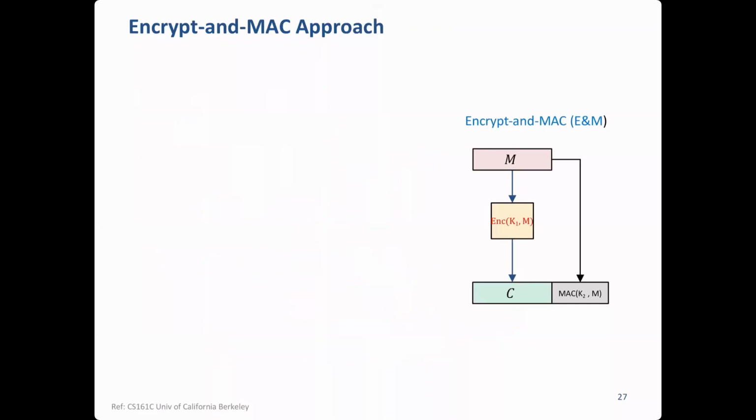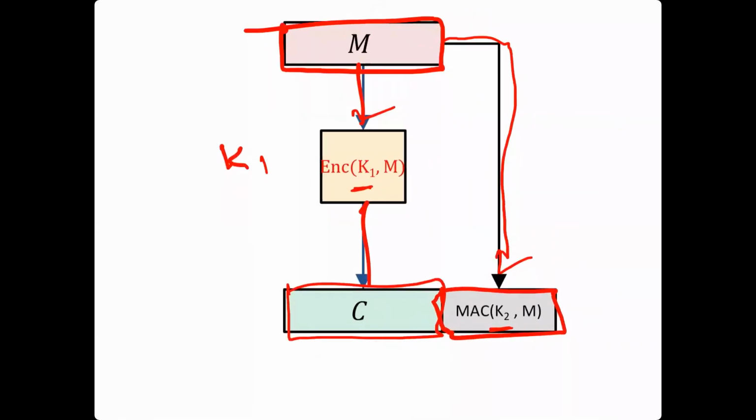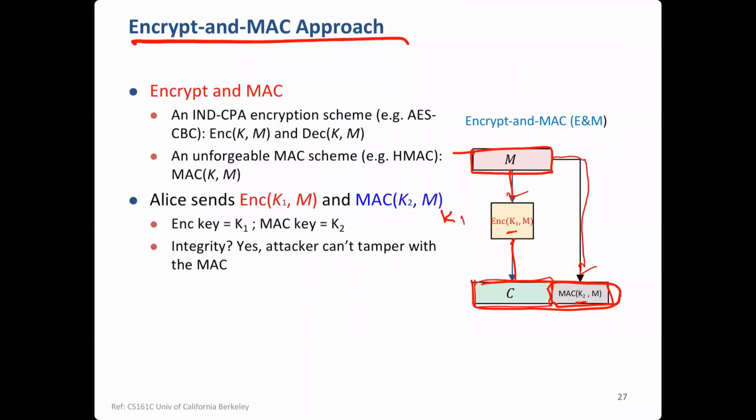So we'll look at them one by one again. First is encrypt and MAC. You have message M, you encrypt this using key K1, and you get the ciphertext here. Take the message again and get the MAC output of it using key K2. Attach these two, or concatenate these two, and send it to the other side. Okay, all right, very simple.